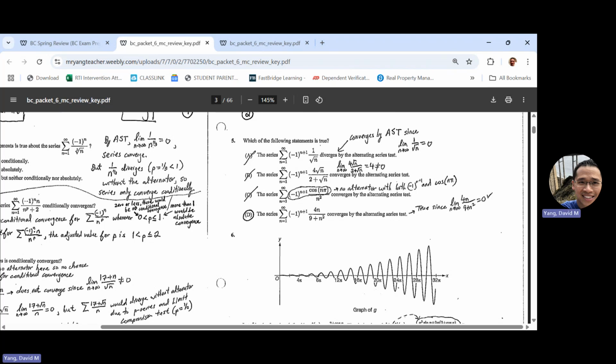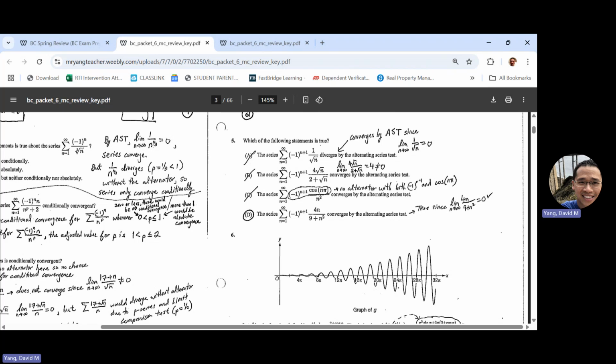For number 5, we see the limit of a sub n does go to 0. Every term is decreasing. So D is the only one that is true.